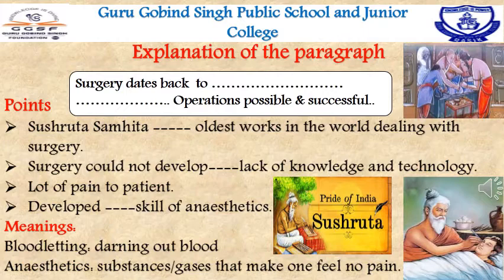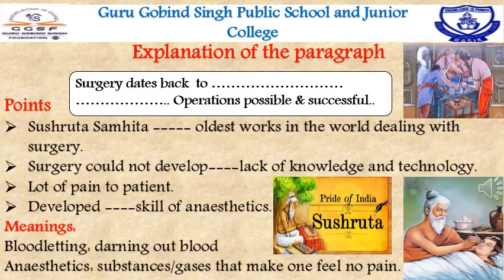Later, some ancient surgeons performed tooth extraction and bloodletting. So children, what is the meaning of bloodletting here? The meaning of bloodletting is draining out blood. Some of the major surgeries could not develop for centuries because of lack of knowledge and technology. The doctor had to cut open the part of the body that was not healthy and remove it or set right that part. Children, this would involve a lot of pain to the patient.